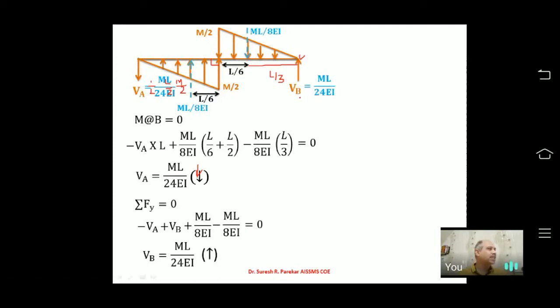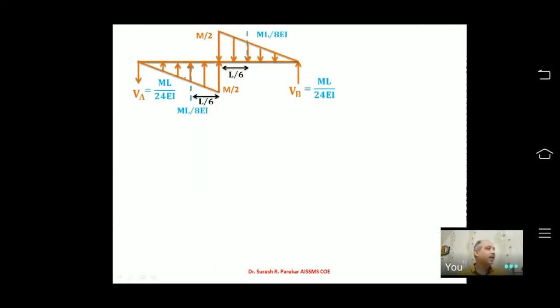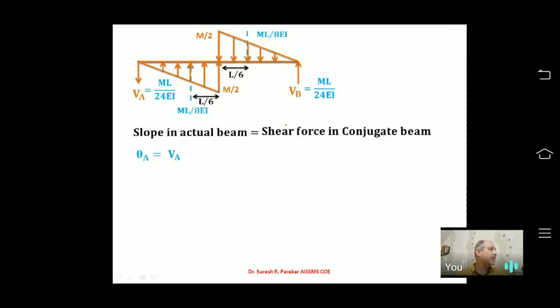Once we know the reactions, then we can find shear force and bending moment. Now you can see this diagram. And now we will go with shear force and bending moment, which give me slope and deflection. So slope in the actual beam corresponds to shear force in the conjugate beam. So I have theta A. Theta A is VA. Now in which direction? We have it in the downward direction, so this value is minus. And when we have shear force minus, it is anti-clockwise.